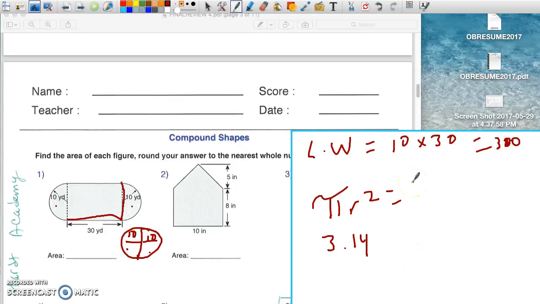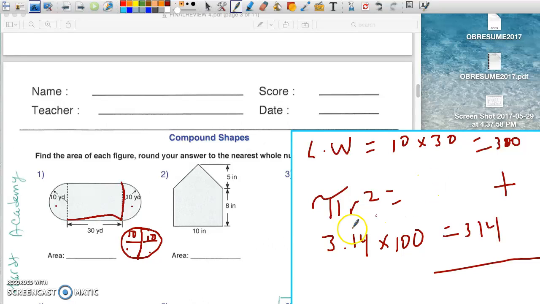and then you're going to square that. 10 times 10 is 100. So pi times 100. Okay, so your 3.14 times 100, I have 314. And what we're going to do is add those two shapes together. 300 for the rectangle, 314 for the circle. Okay, so you should get 614. Area, 614. Put your yards.